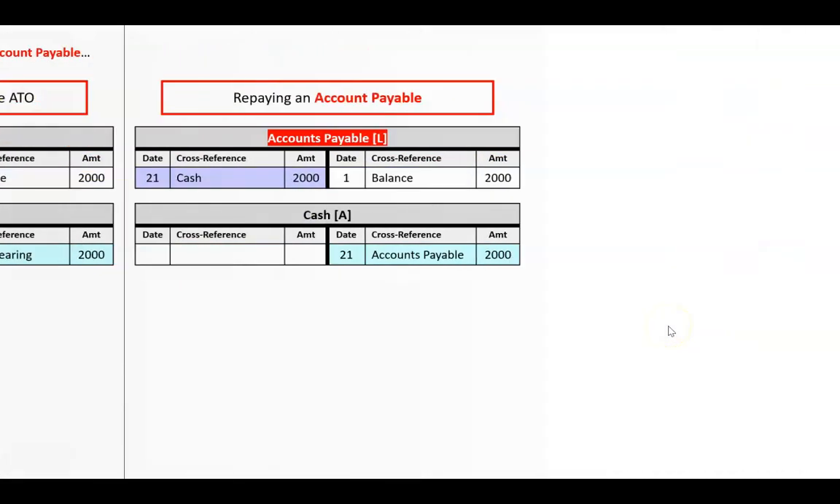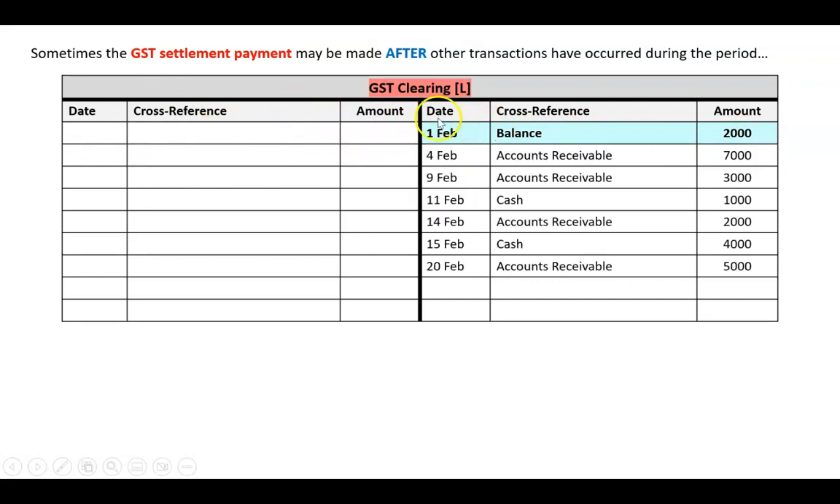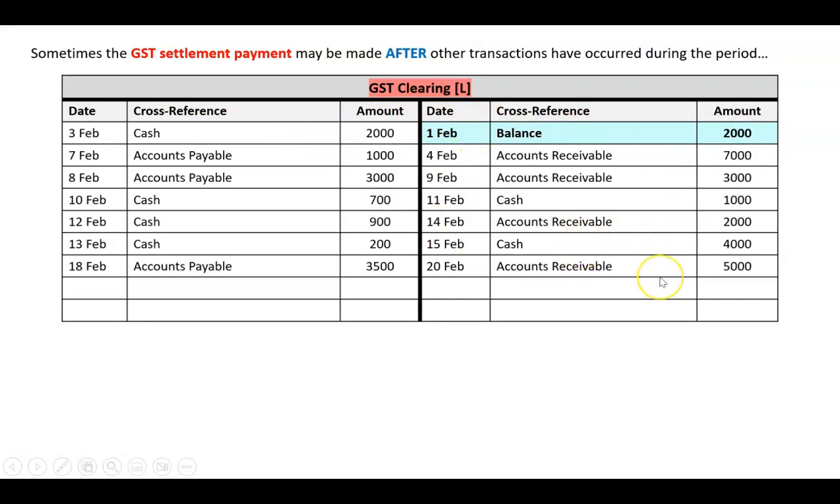There's just a couple of little things to look out for with different questions. Sometimes the GST settlement payment may be made after other transactions have occurred during the period. So with that previous example, we said, well, we owe the government 2,000 and then we paid it straight away. But what might actually happen is during February, a whole bunch of other transactions might occur like this. And by the time the 21st of February comes along, which is when we settled this, there's a whole bunch of other payments. That doesn't matter.